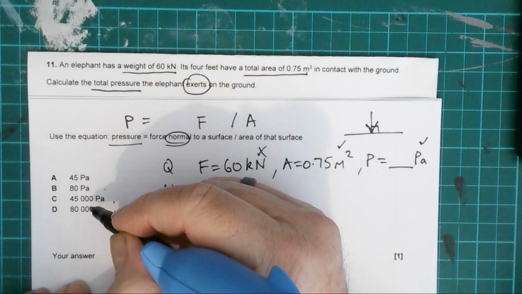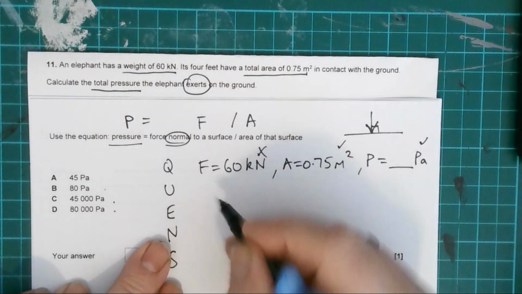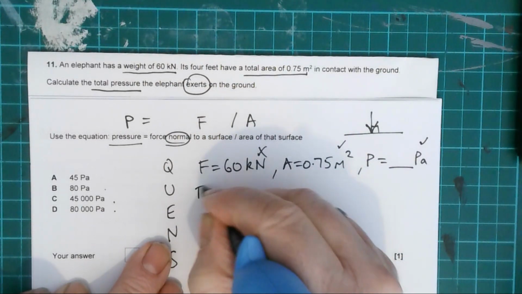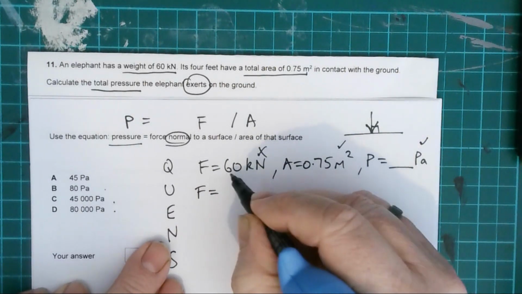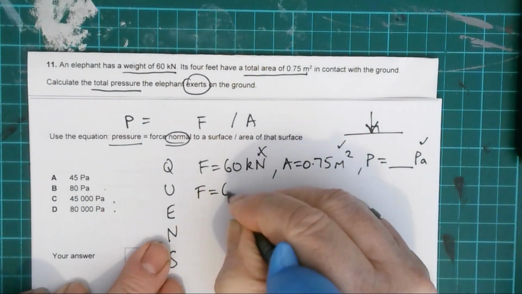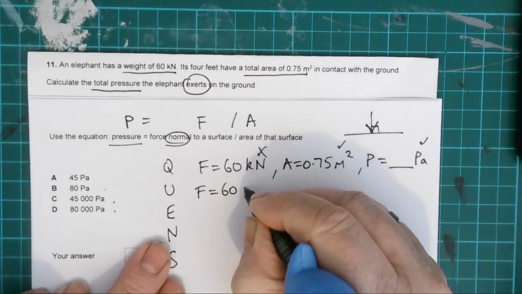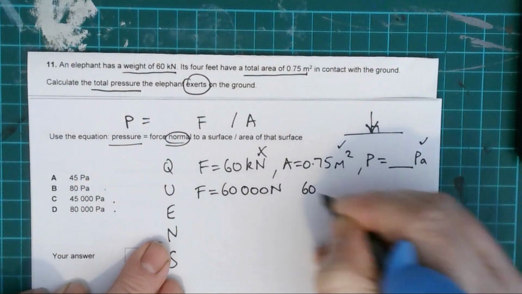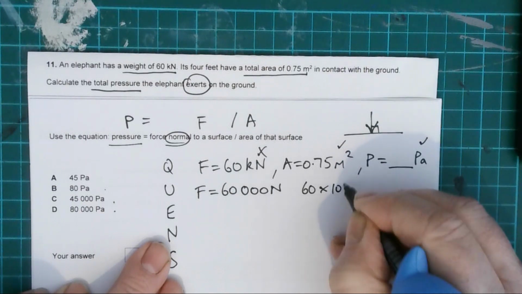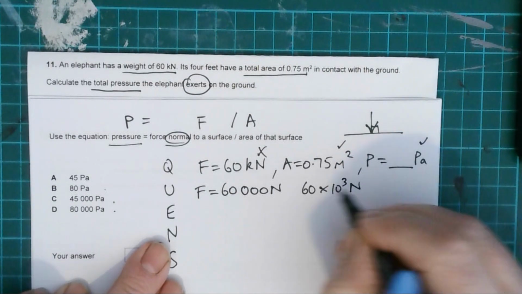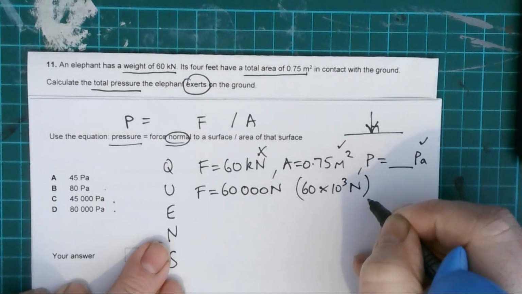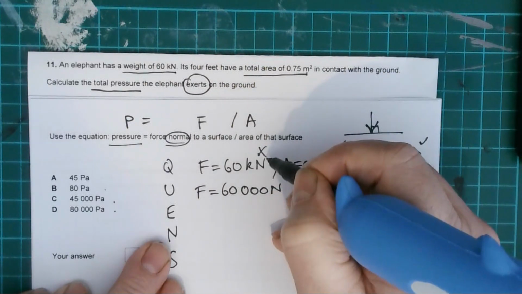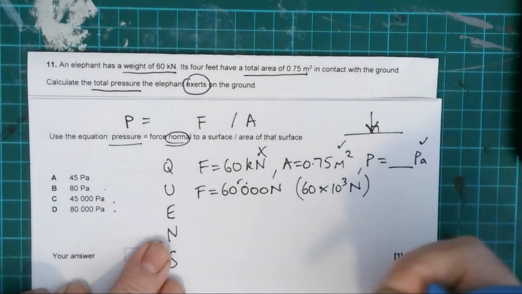So let's rewrite this. Kilonewtons, I know that kilo means 1,000. So instead I could just say 60,000 newtons. 1,000 is 3 zeros. Done it. You could just go 60 times 10 to the 3 if you're clever and you remember that. That's fine, but I'll just go with 60,000 newtons because I think we've all got this. Kilo means add 3 zeros. 1, 2, 3. It's a big number.